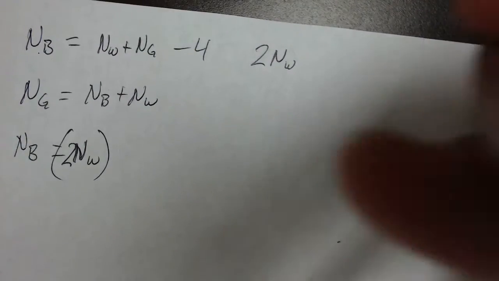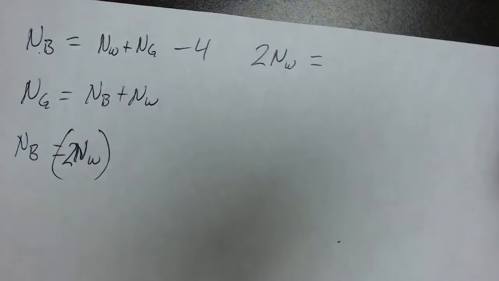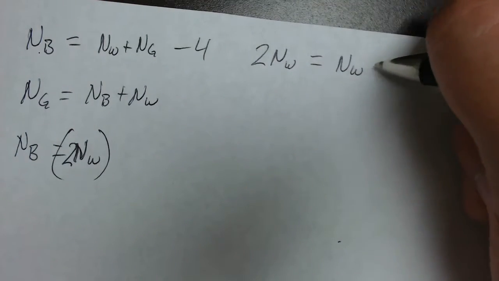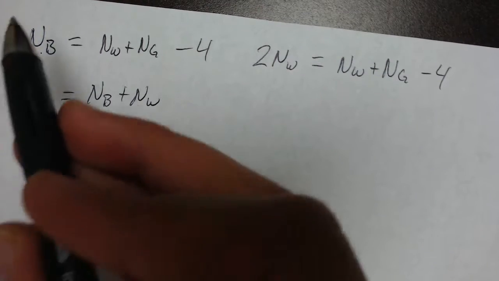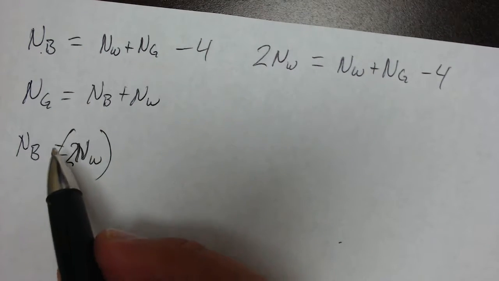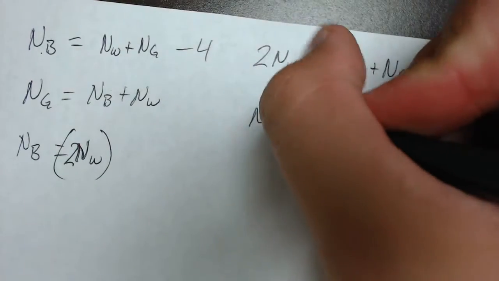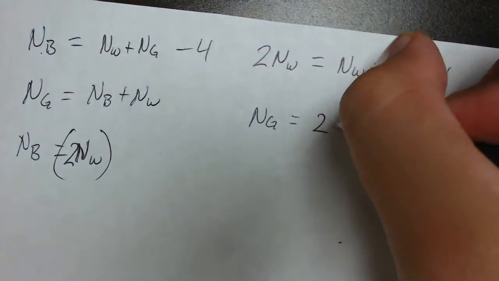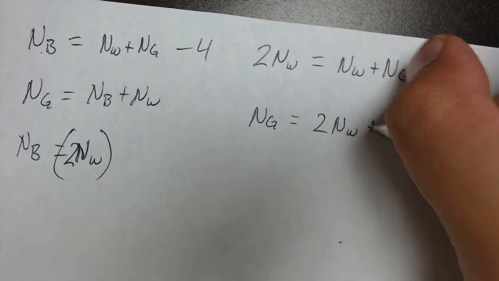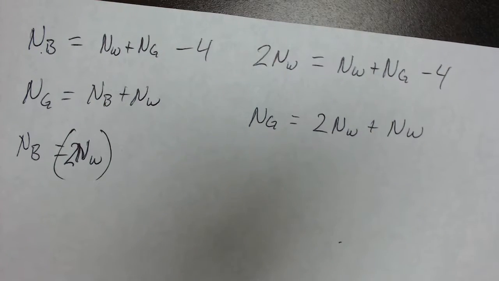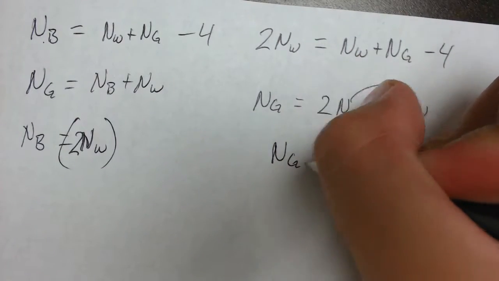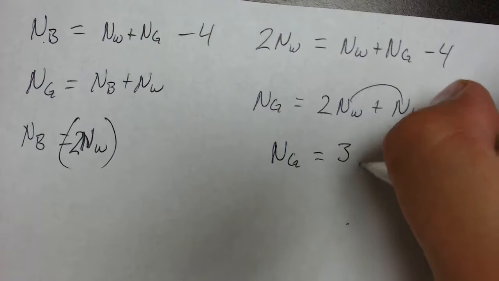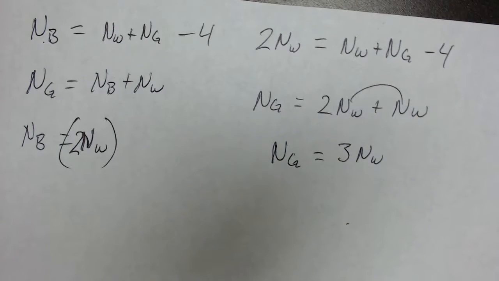That's better. So we have 2n sub w equals n sub w plus n sub g minus 4. So that's that substitution right there. And then we'll substitute this right here. So we get n sub g equals 2 times n sub w plus n sub w. Hey, I've got like terms right here. I can go ahead and combine these. So then what I have is n sub g is actually equal to 3 n sub w.